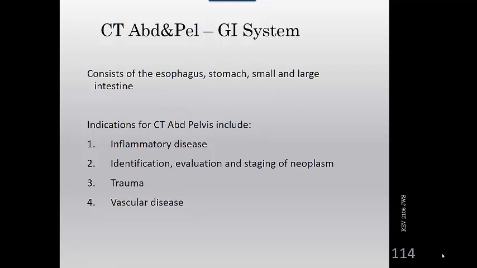Alright guys, we're back again, CT 4071. We are on lesson 3, imaging the abdomen and pelvis, and we're going to talk about the GI system today. The GI system consists of the esophagus, the stomach, and the small and large intestine. Some indications for scanning the CT abdomen and pelvis include inflammatory diseases, identification, evaluation, and staging of neoplasms, trauma, and vascular disease.